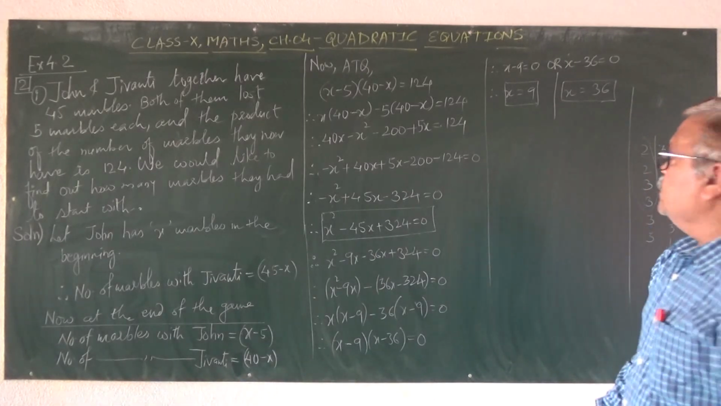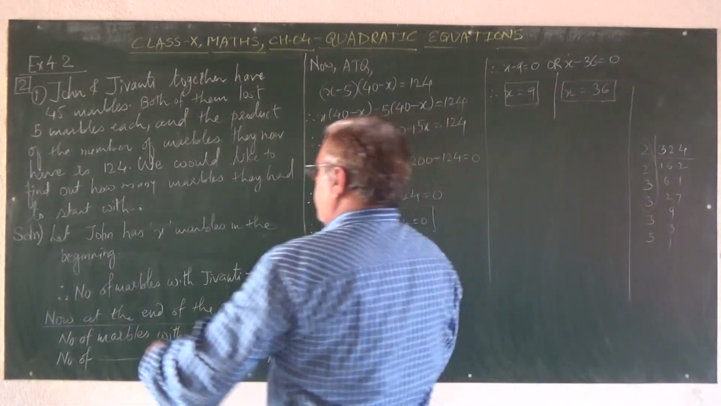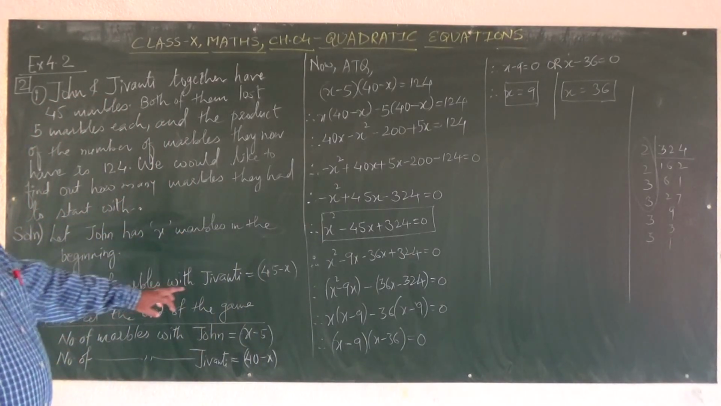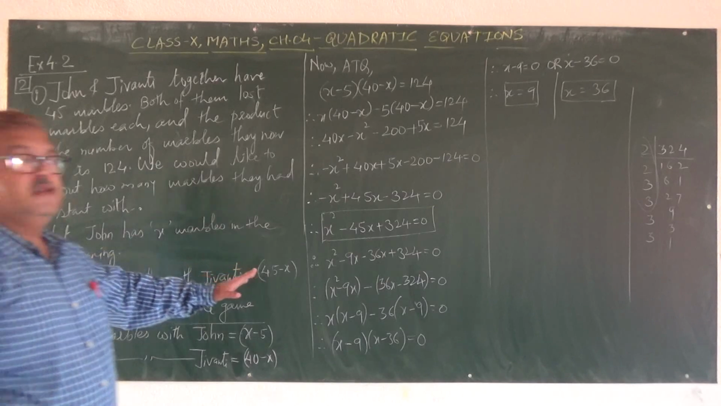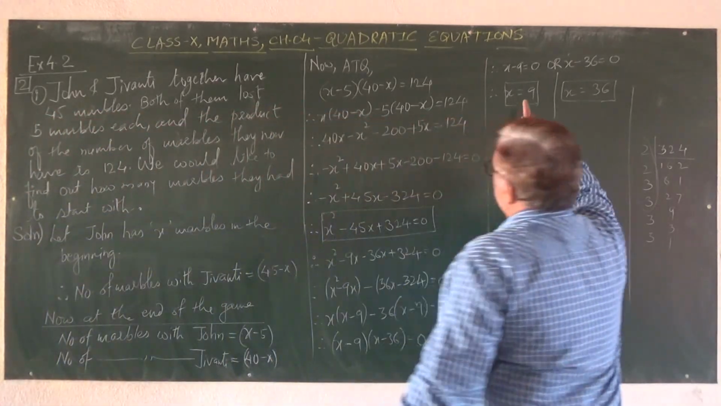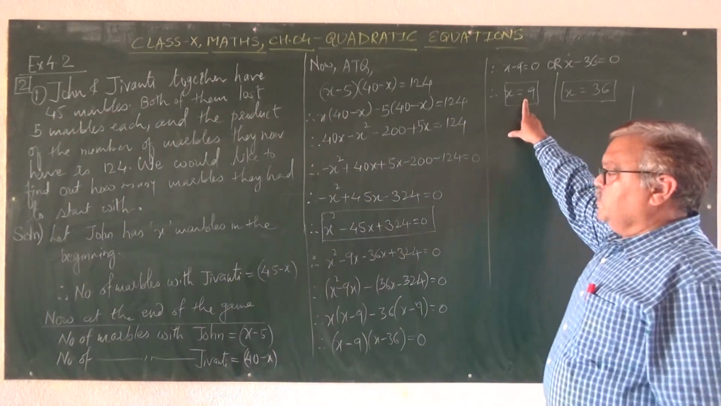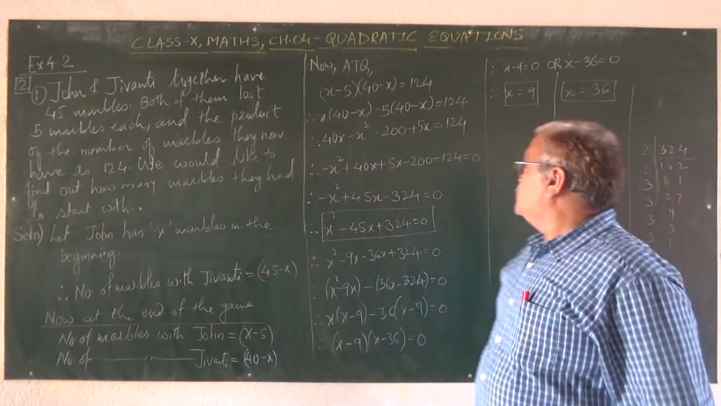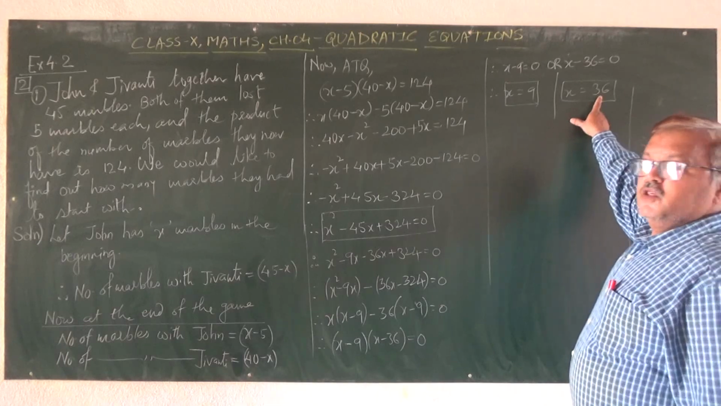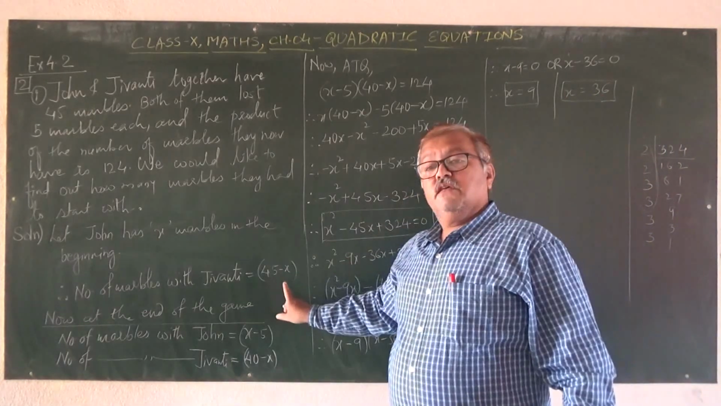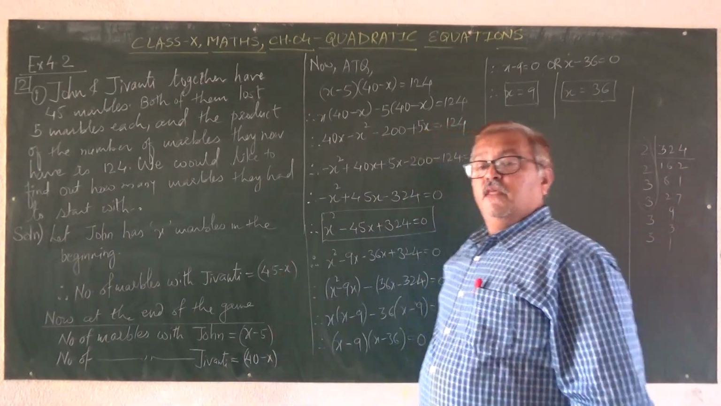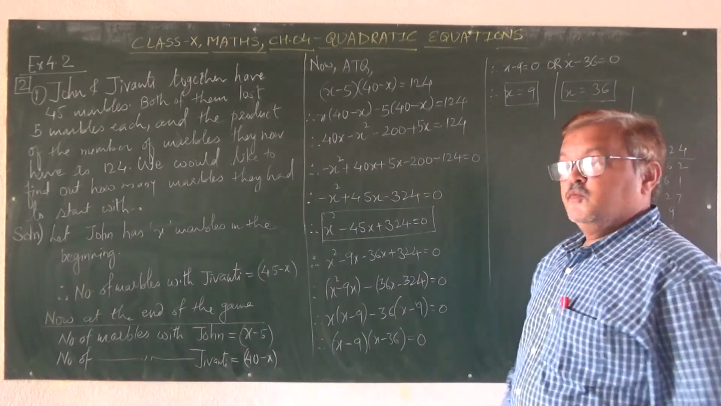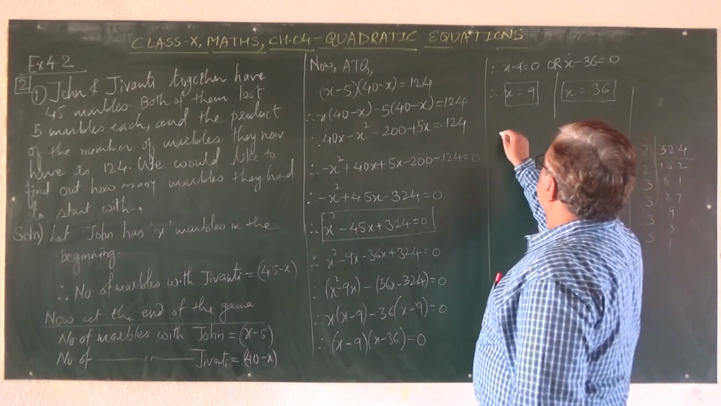Now let us see here. Okay, what is the meaning? So what we have considered? Let John have x marbles in the beginning. So number of marbles with Jivanti is 45 minus x. So if we consider John has 9 marbles, then what you can say? Jivanti will be having 45 minus 9, so 36 marbles. And if you consider John has 36 marbles, then 45 minus x, that is 36, will be 9. So both the numbers, x is 9 and x is 36, both are valid. So answer you can write.